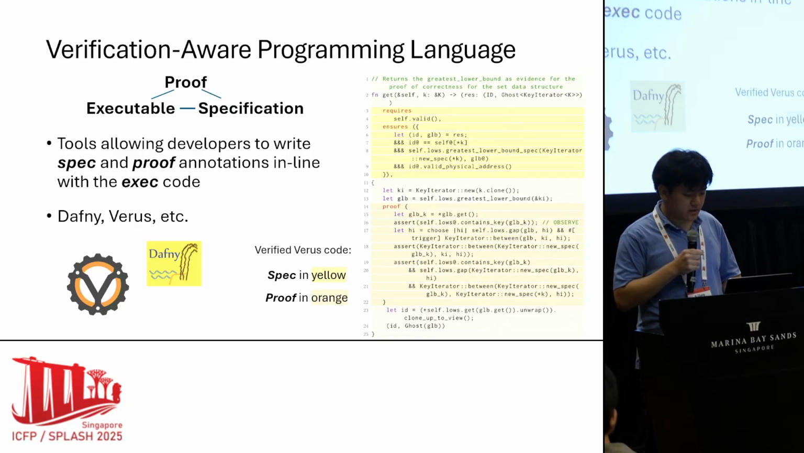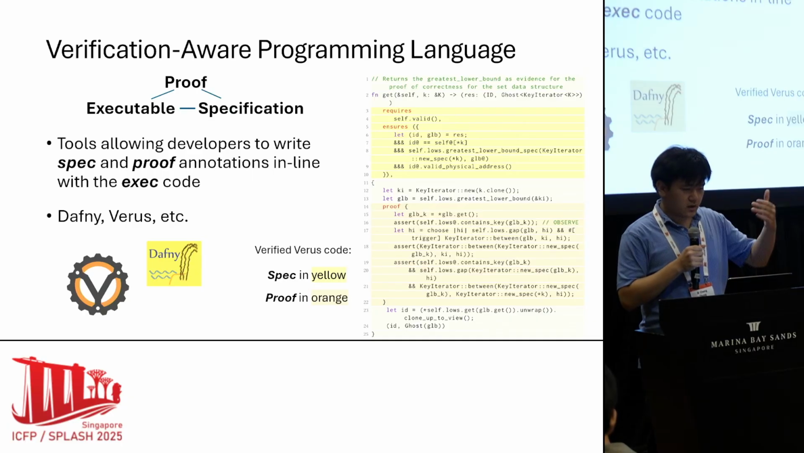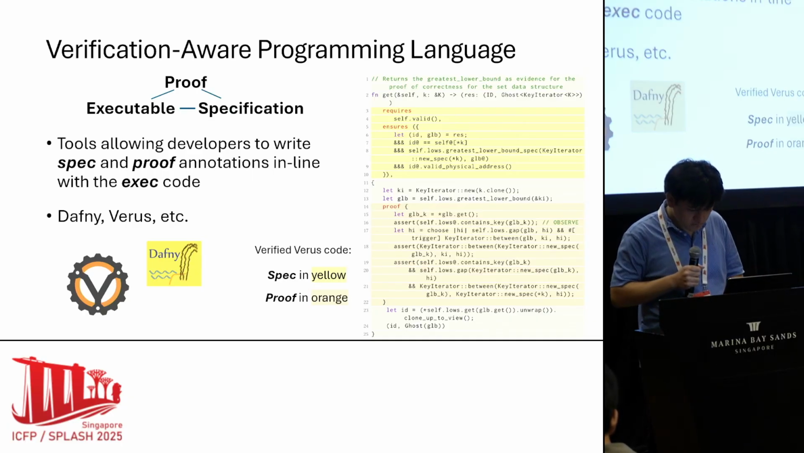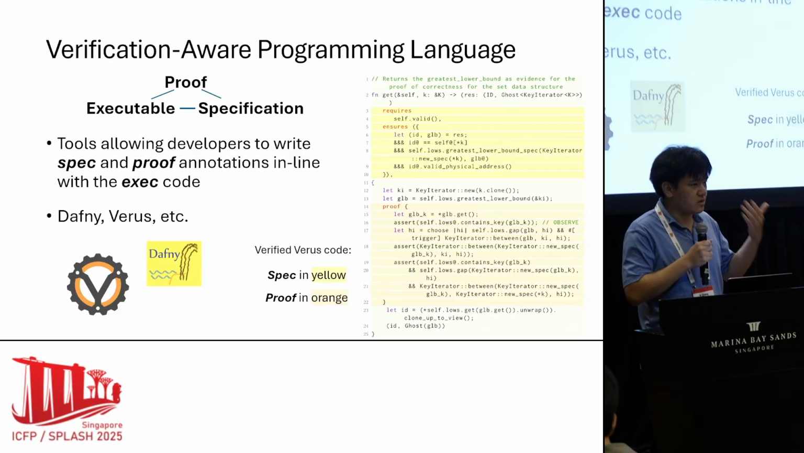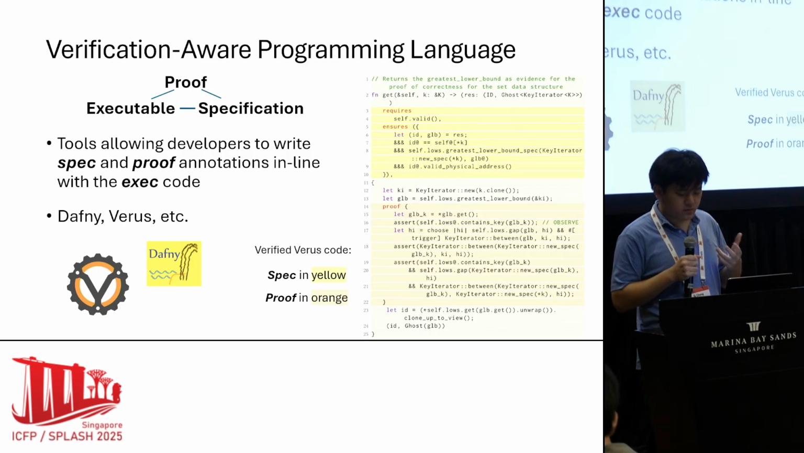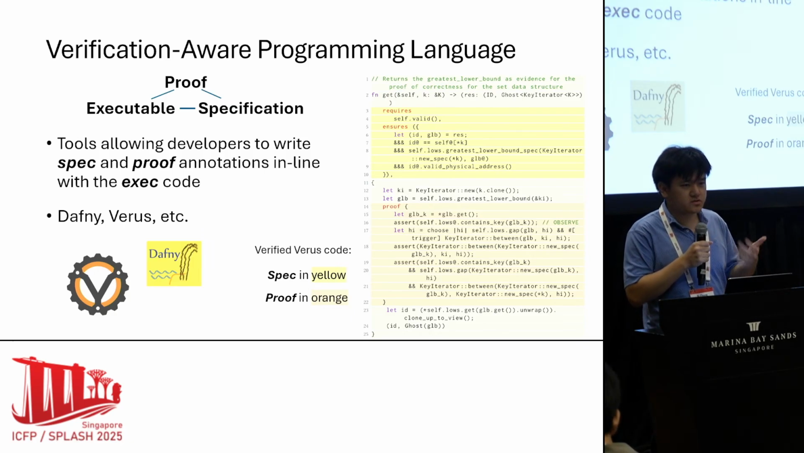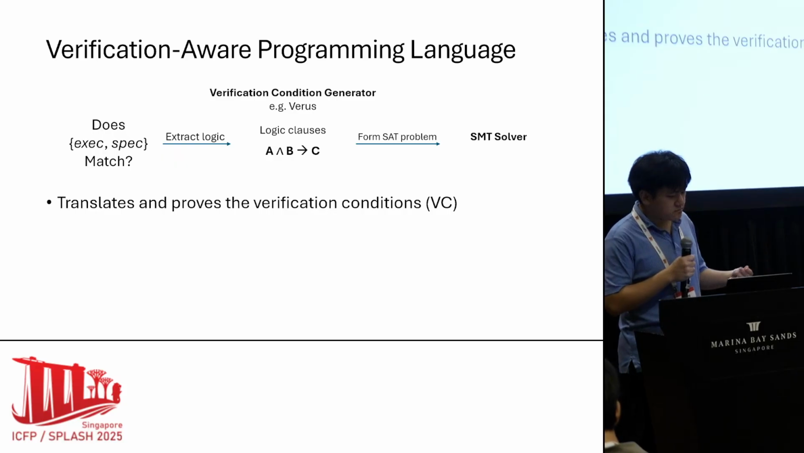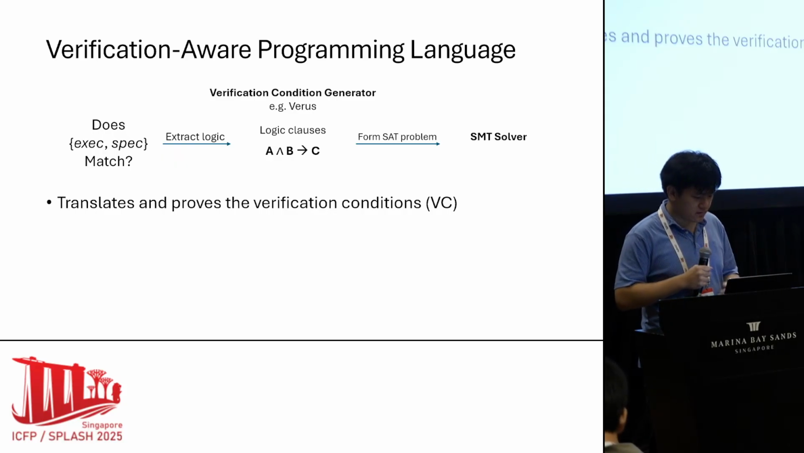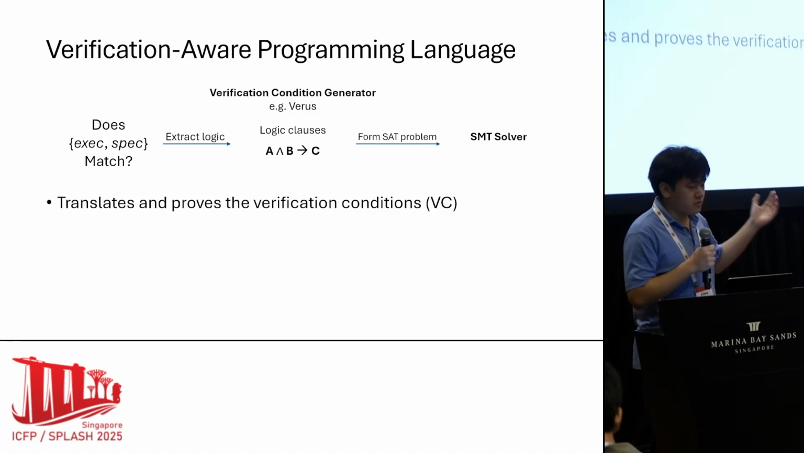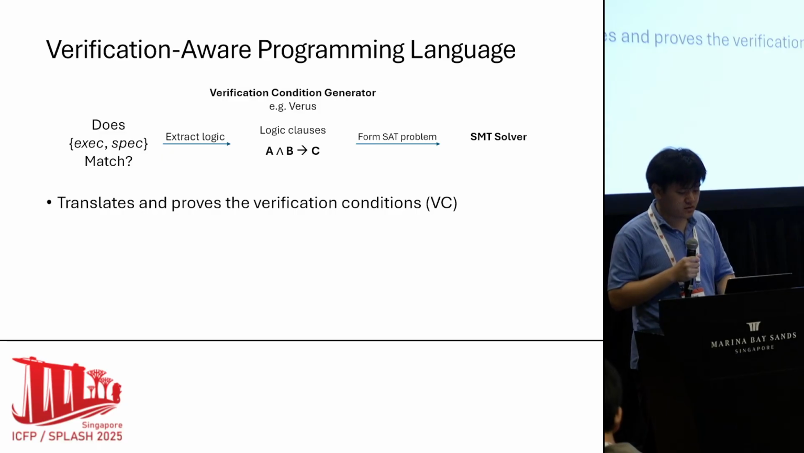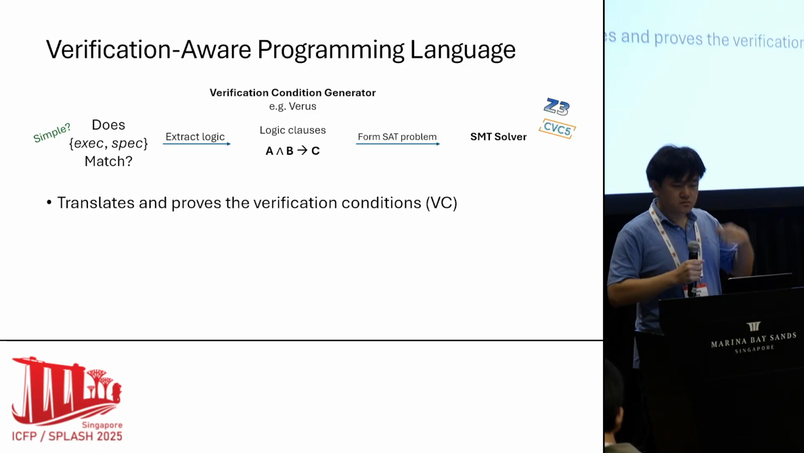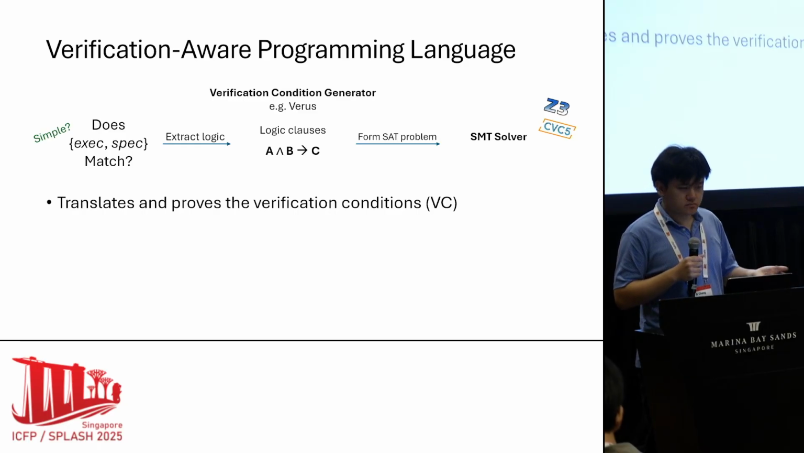So we can see in yellow and in orange, we are writing spec and proof in concatenation with the implementation itself. These kinds of verification-aware languages not only give a more readable and intact format for developers to work with, they also already automate a lot of the underlying logical reasoning. Given a simple problem with simple spec and executable, the Verus tool can automatically generate the verification condition, pass it into the SMT solver, and let the solver give a satisfiable proof.